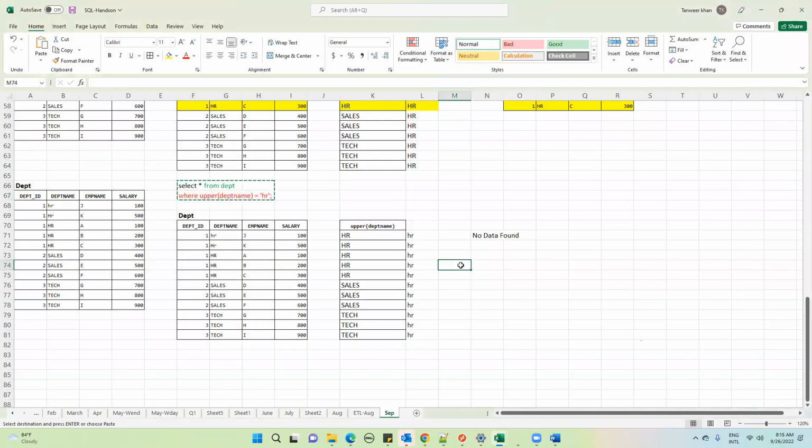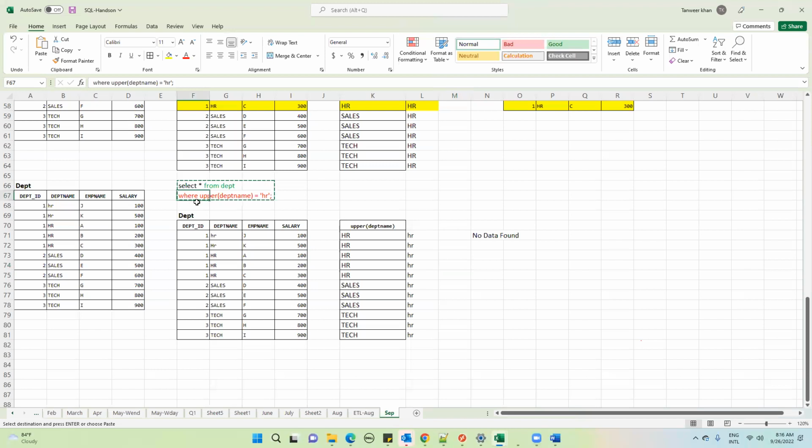Someone was asking a question. Yeah, please go ahead. I was asking that under the where clause, where it's mentioned UPPER(department), it will filter out department first and then it will convert it into uppercase, na? No.